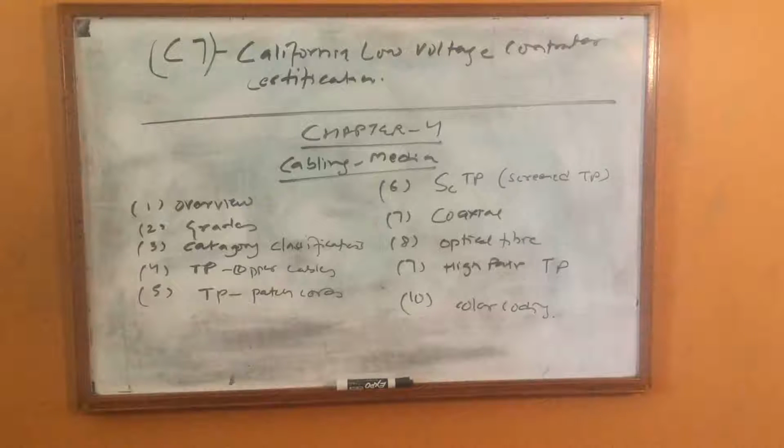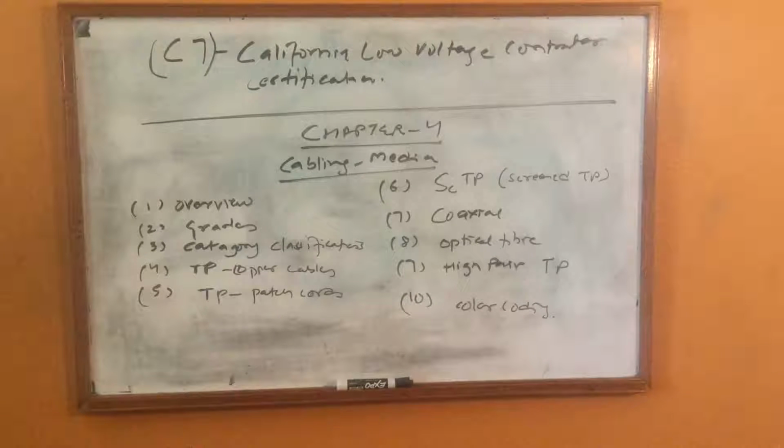Today we are going to go over chapter number 4 for cabling media under the C7 California low voltage contractor certification. In chapter number 4, we are going to concentrate on cabling media and we are going to cover approximately 10 topics. One is the overview of the cabling media, then the types of grades available in the cablings, and category classifications: how do we categorize the cables.